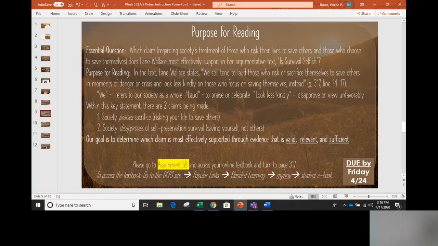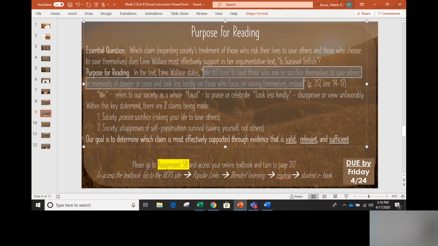So when she says we, that just means our society as a whole. The term laud means to praise or celebrate. So we tend to praise or celebrate those who risk or sacrifice themselves. Look less kindly just means that it's disapproved of or viewed unfavorably. So within this statement, the author makes two claims.